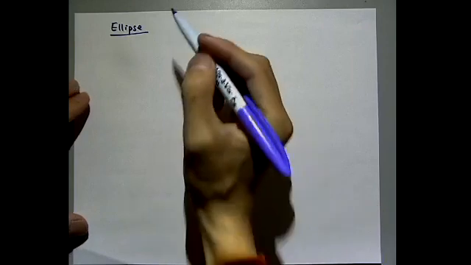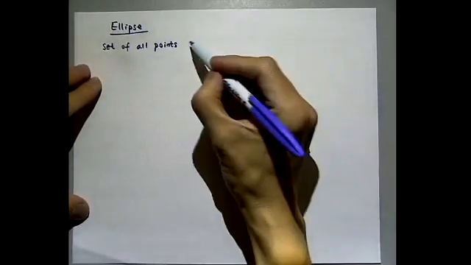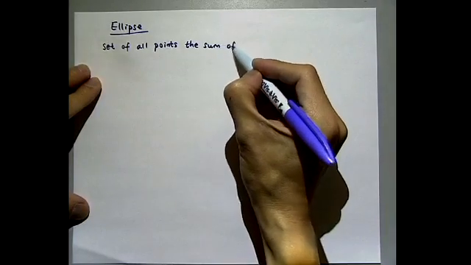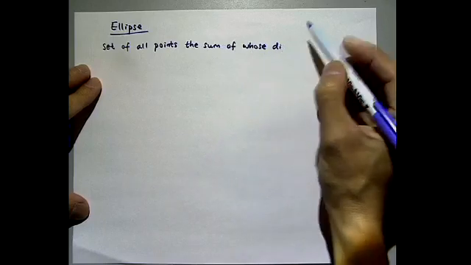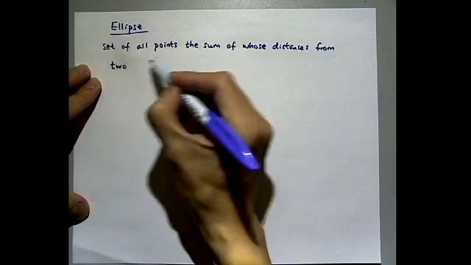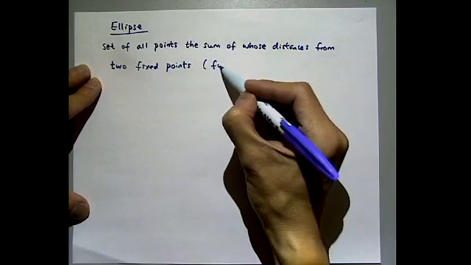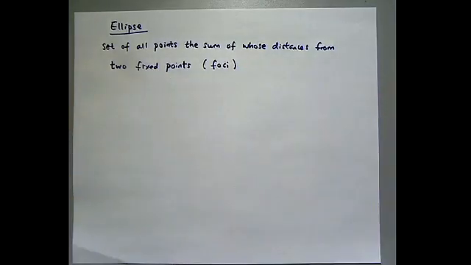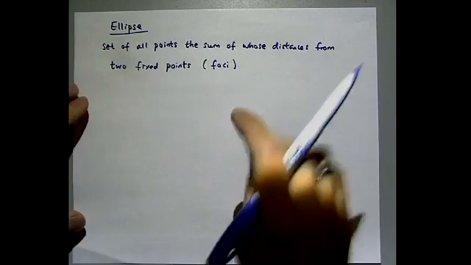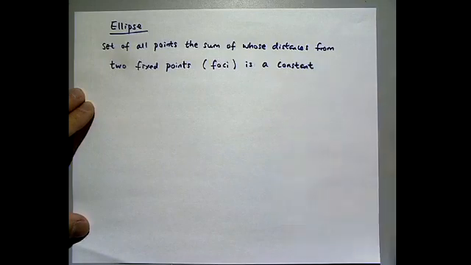So once again, the definition of an ellipse is a set of all points such that the sum of whose distances from two fixed points, they're called the foci. Foci is the plural form of focus. If you say focuses, no one's going to complain, but people get the idea. But strictly speaking, it's foci. Is a constant. Okay?